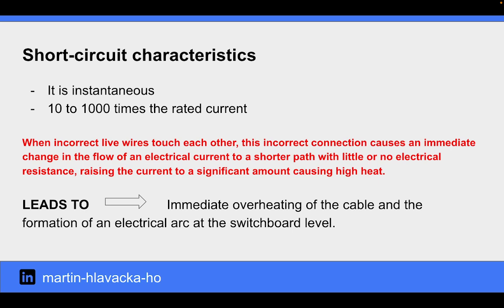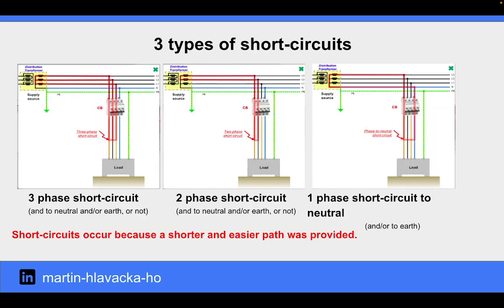Let's move on to the next slide, where we can visually see how the short circuit occurs and better understand this phenomenon. On this slide, we can see three types of short circuits: three-phase short circuit, two-phase short circuit, and single-phase to neutral short circuit. As you can see in all three images, short circuits always occur just below the breaker and above the load. There is a problem.